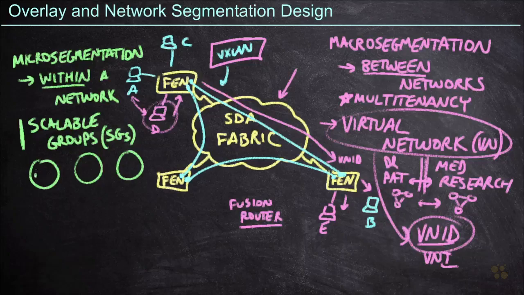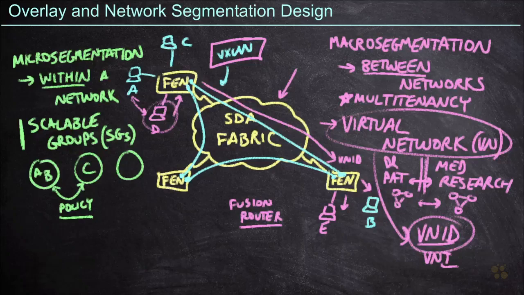So if, for example, hosts A and B are able to communicate with one another, we'd put them into one scalable group. And then maybe host C belongs into a different scalable group. From there, we would define a policy between these two different scalable groups. And the policy might say that we're allowed to communicate with one another, or we're not allowed to communicate with one another, or maybe we're only allowed to communicate on certain network ports. So the next question is, how do we enforce this microsegmentation policy? And it is going to look very similar to what we just discussed with macrosegmentation.